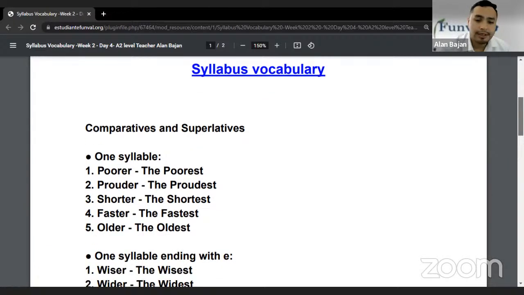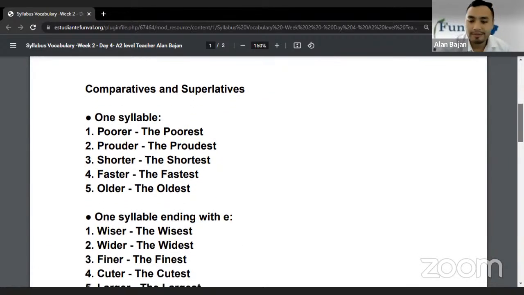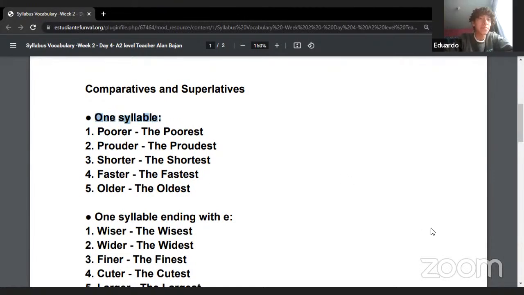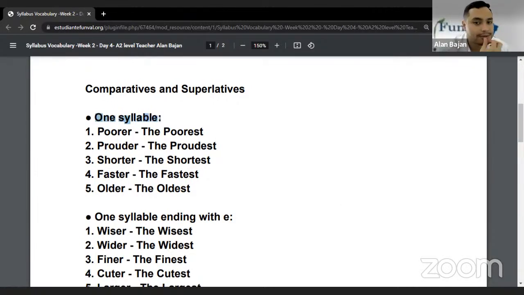Okay, so can you help me to read the comparative and superlatives of one syllable, please, Eduardo? The 5 of them, please. Yes. Poorer, the poorest. Prouder, the proudest. Shorter, the shortest. Faster, the fastest. Older, the oldest. Very good.